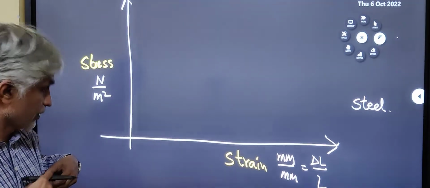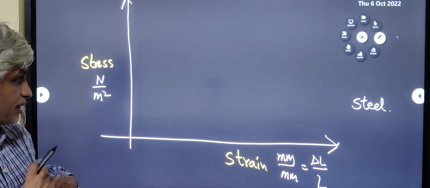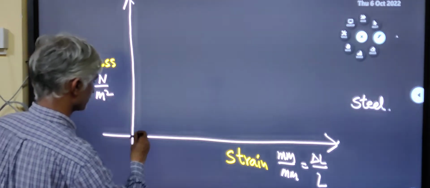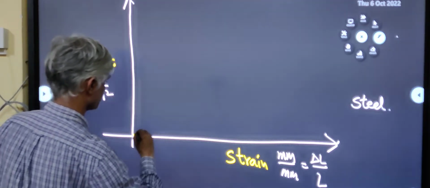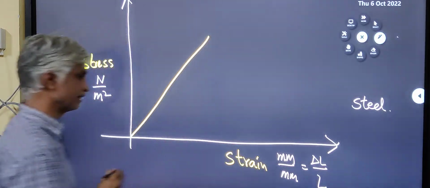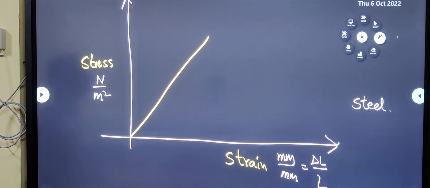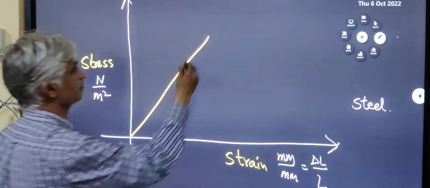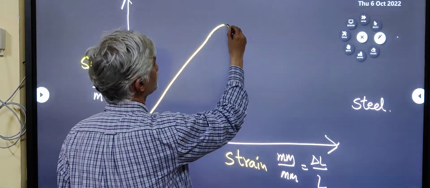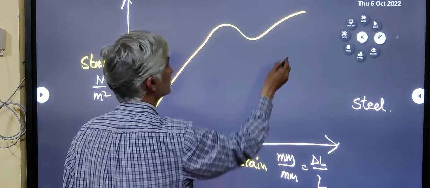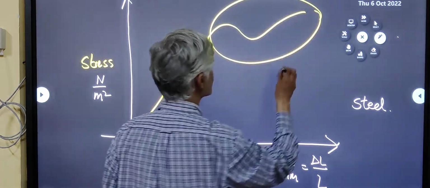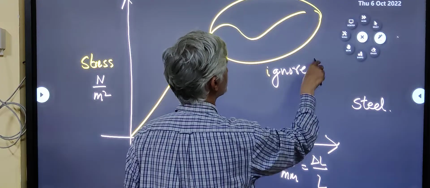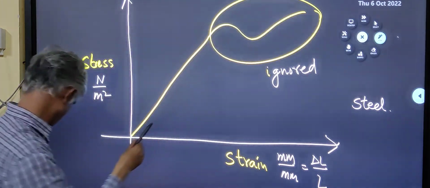Now with that in mind, and the fact that strain is unitless, but still we sort of write it as mm per mm, what is the kind of graph that you can expect? The graph might look like this: mostly nice and simple, a straight line. After the stress increases beyond a certain level, you can expect some complicated behavior, which for our syllabus is to be ignored.